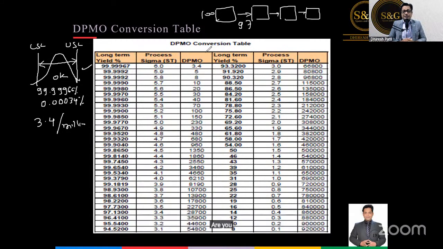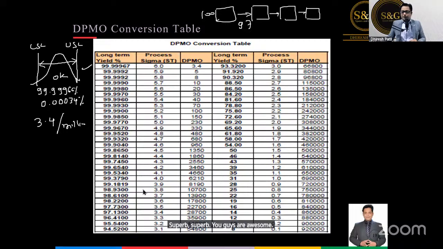Are you clear? Just type yes in the chat box. So this is the yield, sigma level and DPMO conversion table. Clear? Everybody clear with this? Just give me a quick yes. Superb, superb. You guys are awesome.